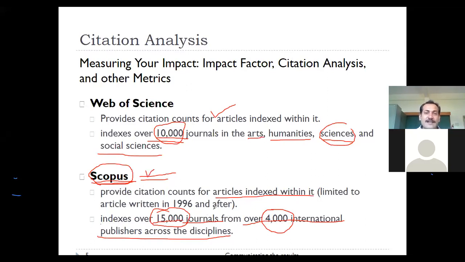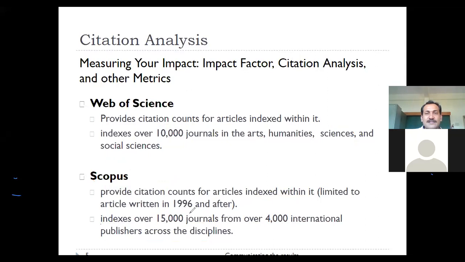There is only one limitation of Scopus, that it only covers articles published in 1996 or after 1996, right? Articles published before this are not counted in the Scopus index. So we have about 4,000 publishers and 15,000 journals in Scopus.